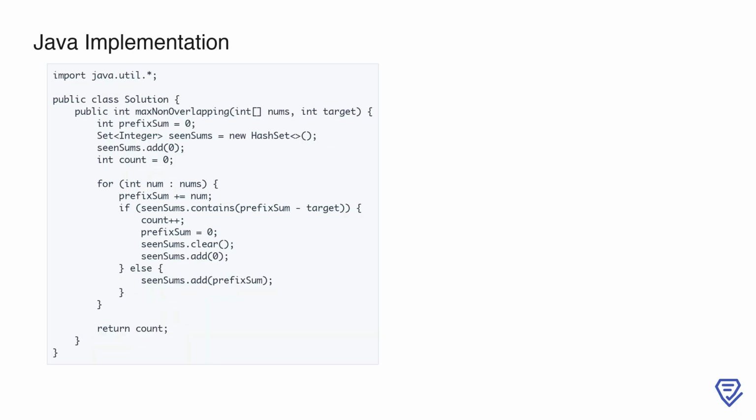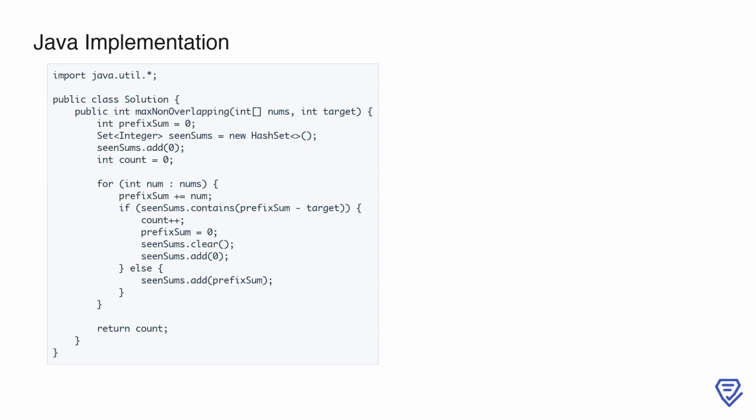This is the Java implementation of LeetCode problem number 1546, maximum number of non-overlapping subarrays with sum equals target. The code mirrors the logic of the provided Python solution. Key differences include the use of Java collections like HashSet for storing seen prefix sums, type declarations for variables, and the structure of the Java class.